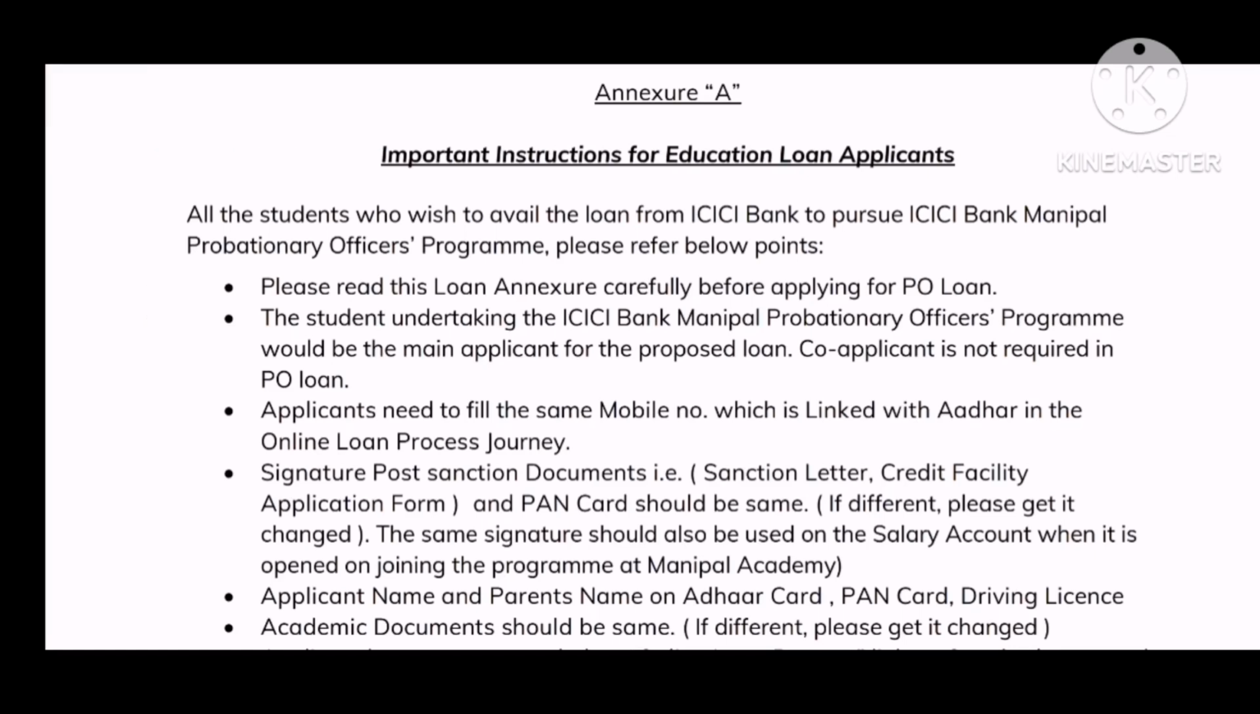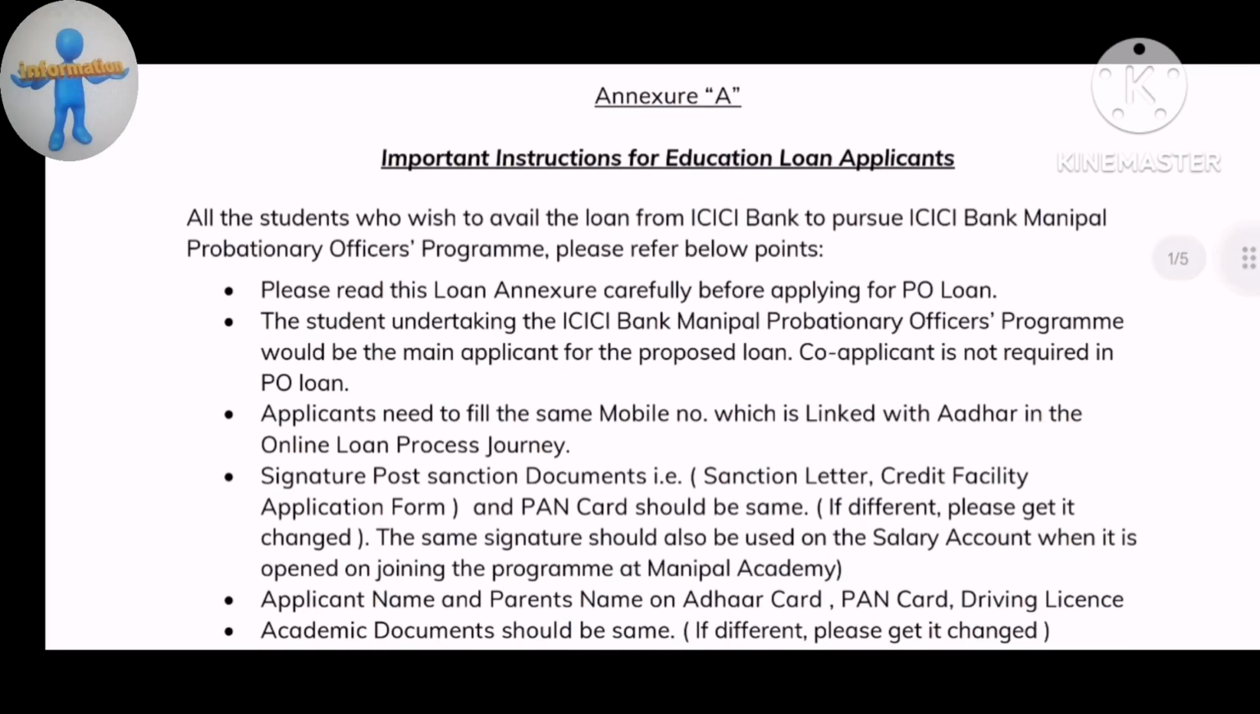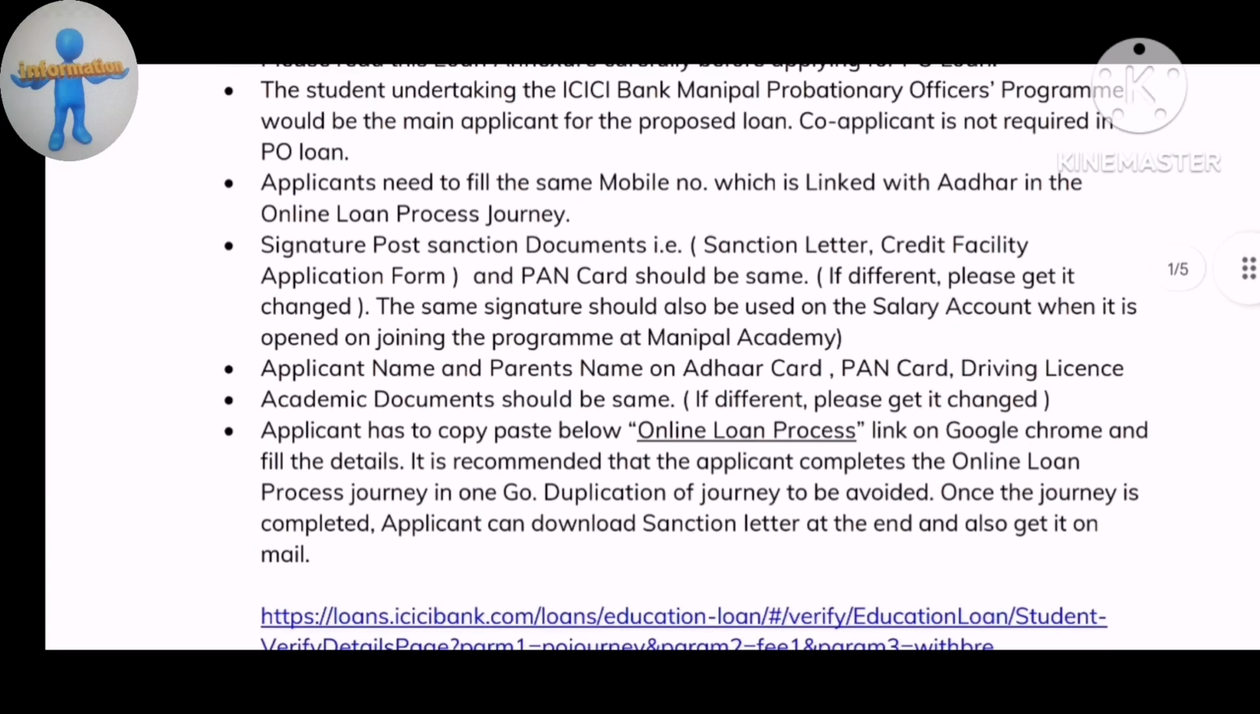And right now the loan process is online only. There is no offline process. If you are selected, then you will get a mail: congratulations, your application is considered for the PO Manipal Academy program. And if you want to apply for the loan, click here and you can apply. Like that you will get this mail. In this mail, a click here option is there. So you can go through it one by one.